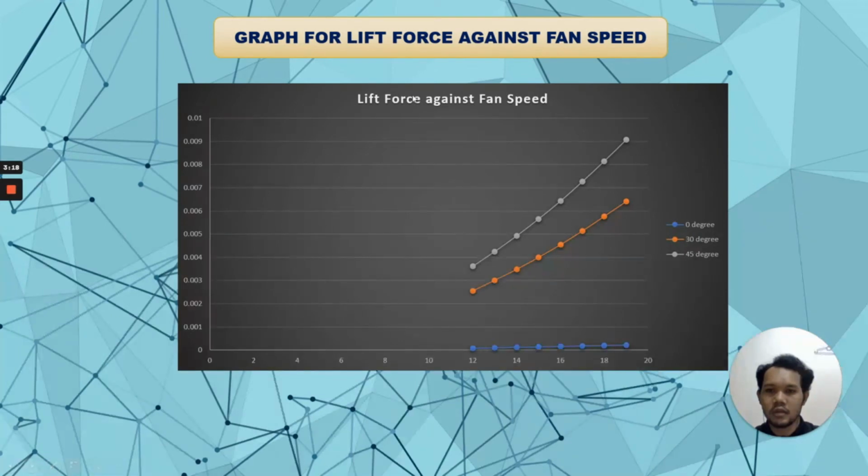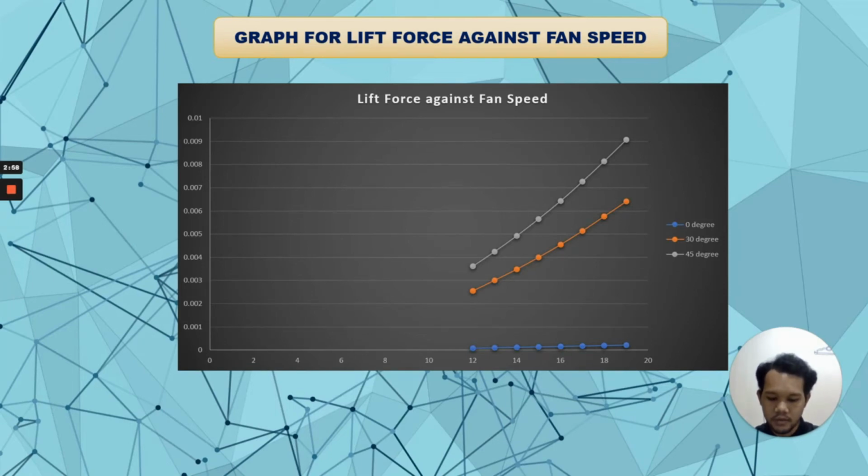And this is the graph for the drag force against the fan speed. And this is the graph for lift force against the fan speed. So the graph of drag and lift force versus fan speed show that as the fan speed increases, so does the drag and lift force.